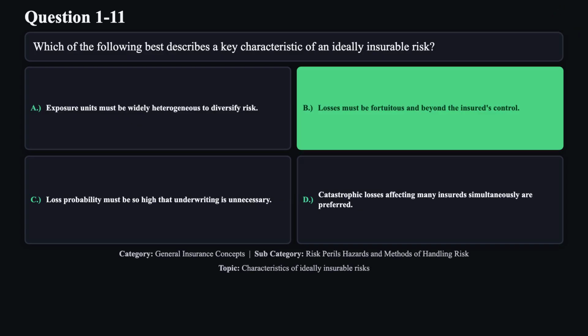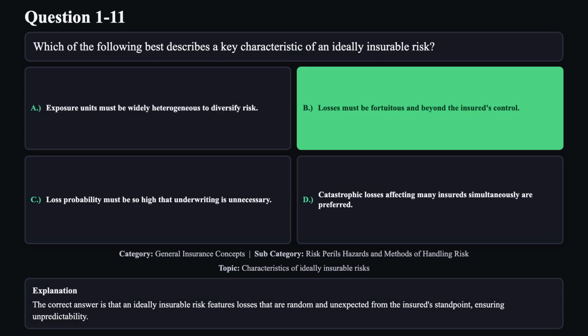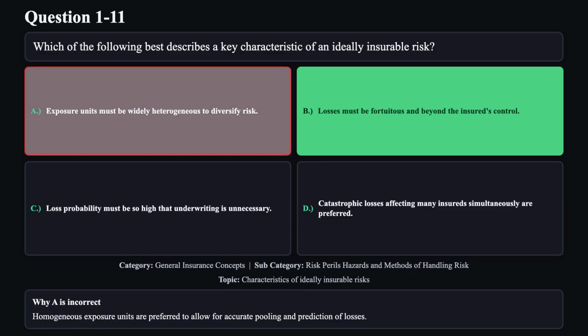The correct answer is B. The correct answer is that an ideally insurable risk features losses that are random and unexpected from the insured's standpoint, ensuring unpredictability. Reason A is not correct. Homogeneous exposure units are preferred to allow for accurate pooling and prediction of losses.